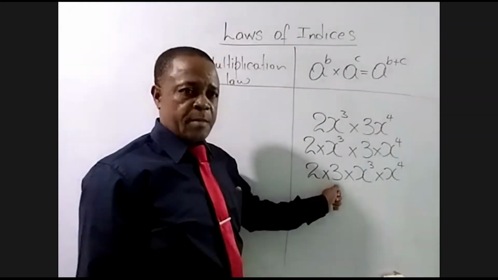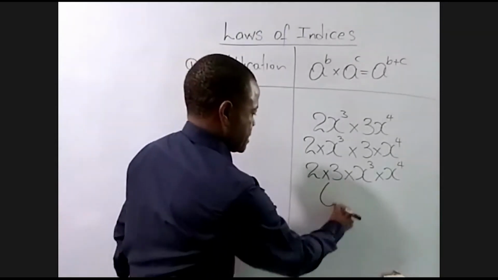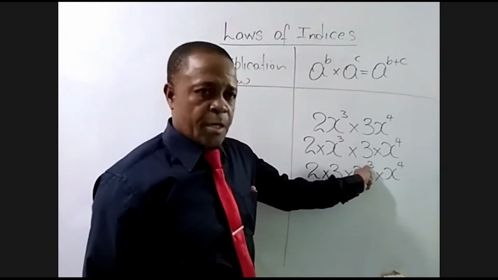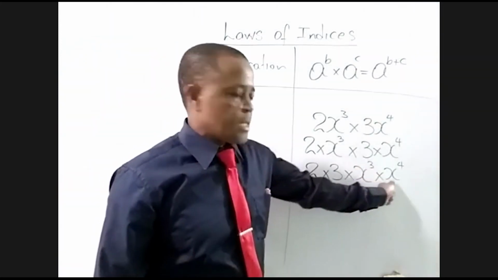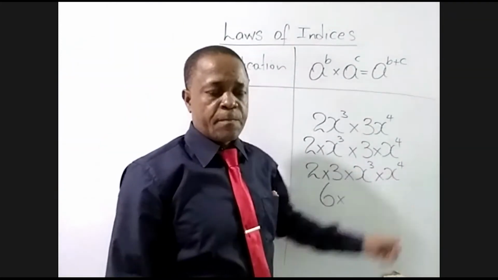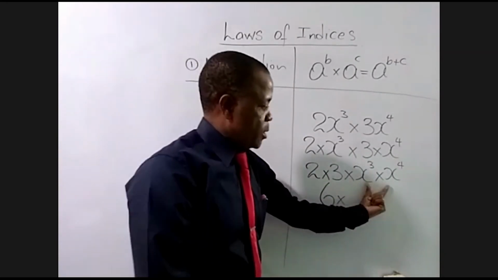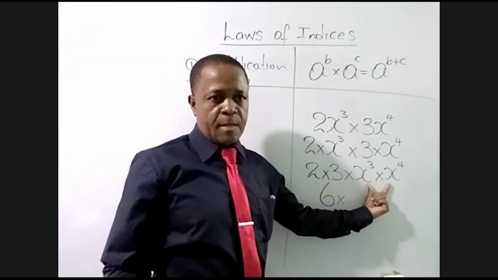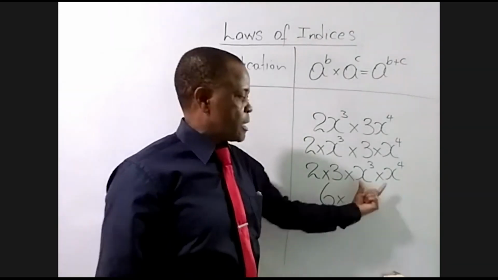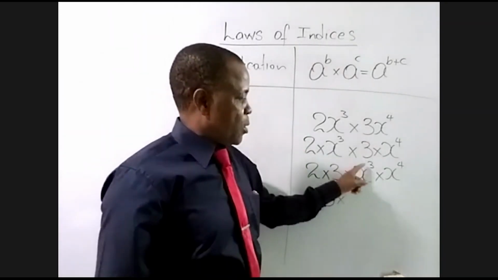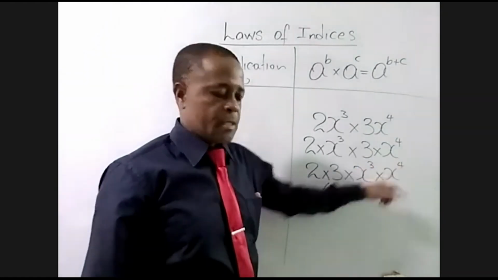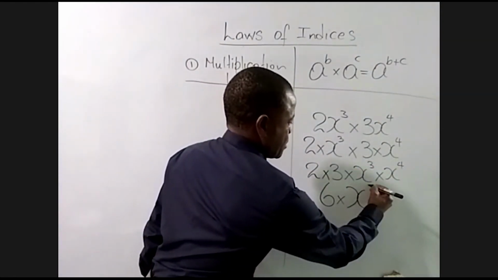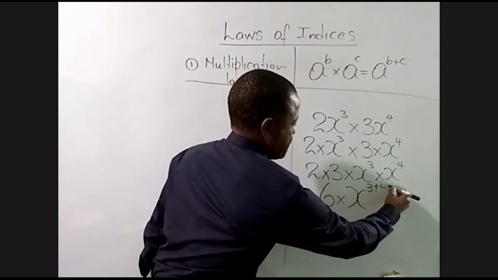Now 2 times 3 will give me 6. Now here we have x to the third times x to the fourth. What do you notice about the bases? They are the same. So in this case, we are going to keep the same base, but we're going to now add the powers. So it becomes x to the 3 plus 4.